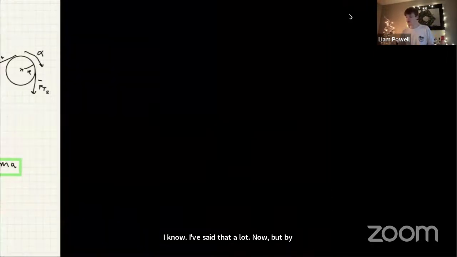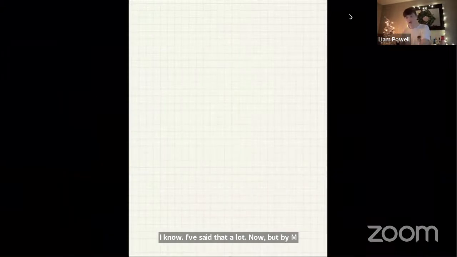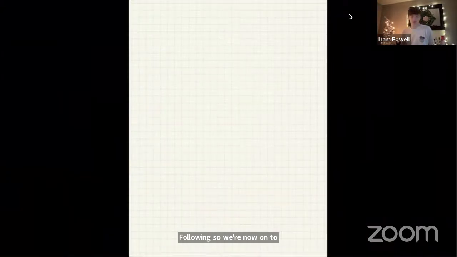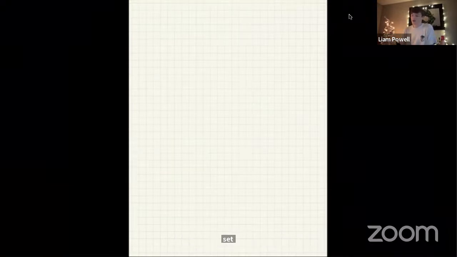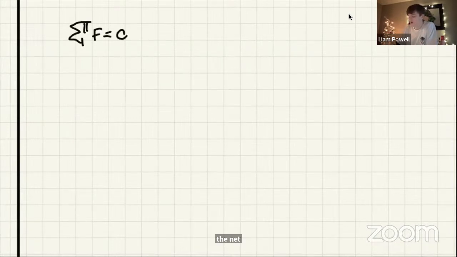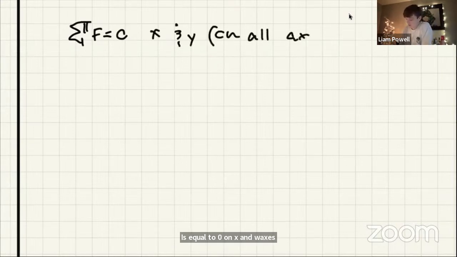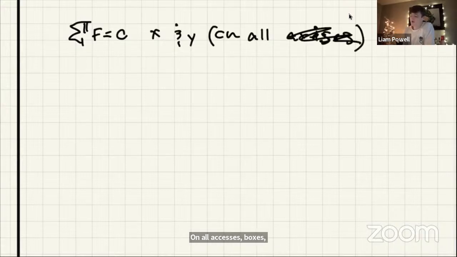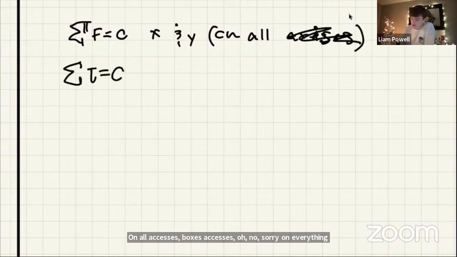So we're now on to static equilibrium. For equilibrium, we need the net force to be equal to 0 on the x and y axes, on all axes, on everything. We also need the net torque to be equal to 0. And we need everything to not move at all.